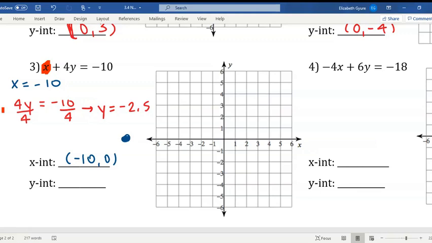It's not a weird, crazy one. Okay. So if y is negative 2.5, when I write my coordinate point, if it's a y-intercept, what number do we use for x? 0. And then it's negative 2.5.